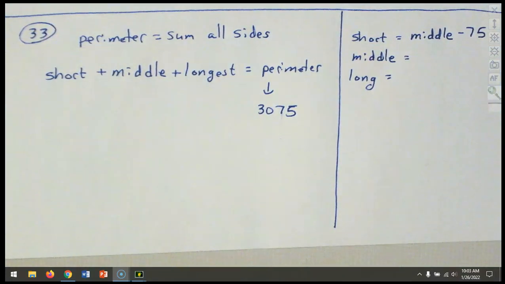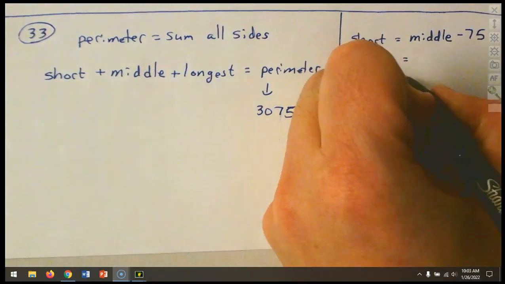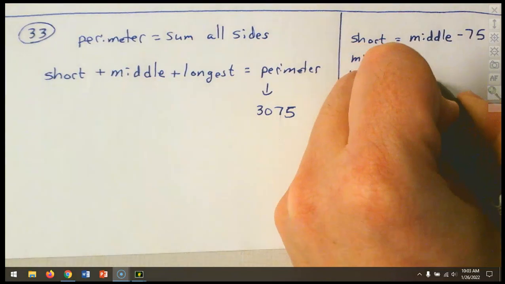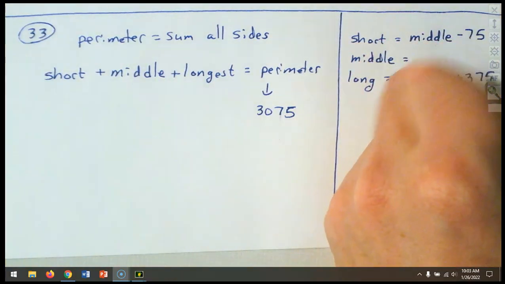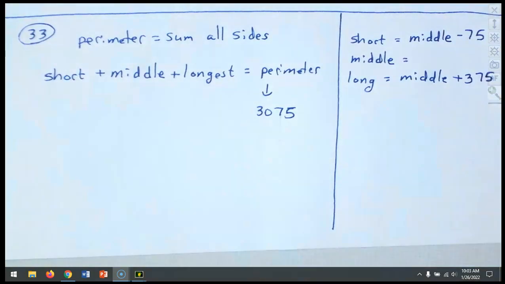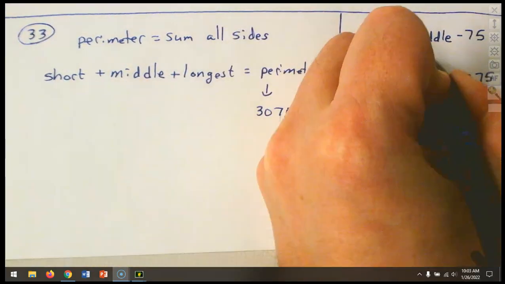And the longest side measures 375 miles more than the middle side. So the longest side is going to be the middle plus 375. And one of these is going to be called x. Something is always going to be called x, and that's the one we know nothing about. Well, we know nothing about the middle. So we're going to go ahead and call the middle x.